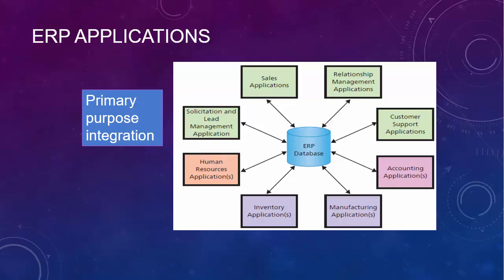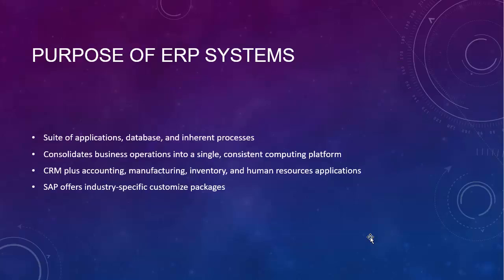So again, they're all integrated. They are inherent processes for doing all these things, and the company can buy this software, set it up in there, then they're good to go instead of having to develop each one of these separately and write it from scratch. So to list all that out again, it's a suite of applications. They consolidate all the business operations into a single platform. It includes CRM plus some accounting, manufacturing, inventory, and HR.